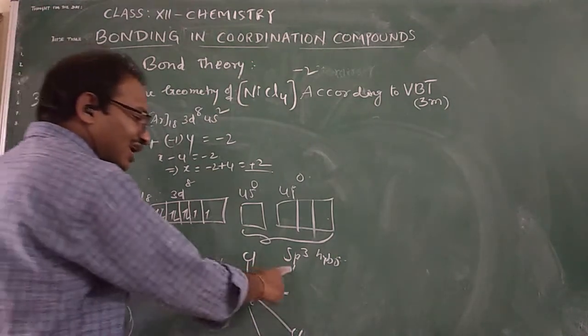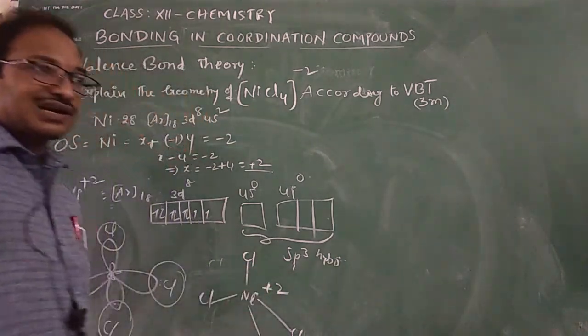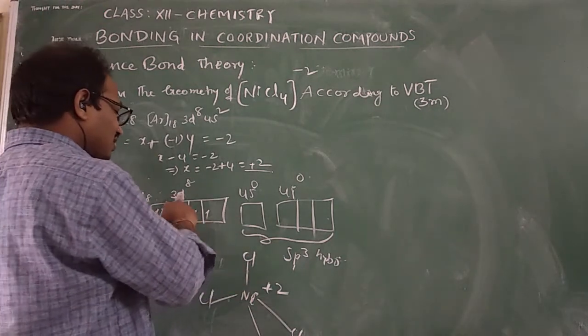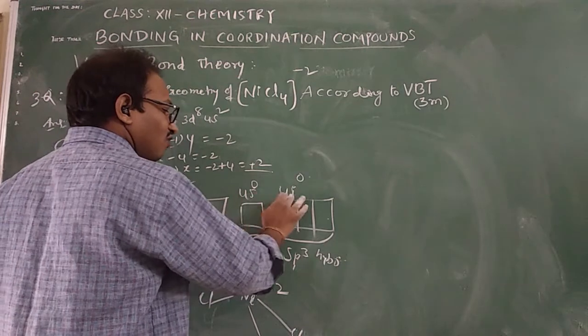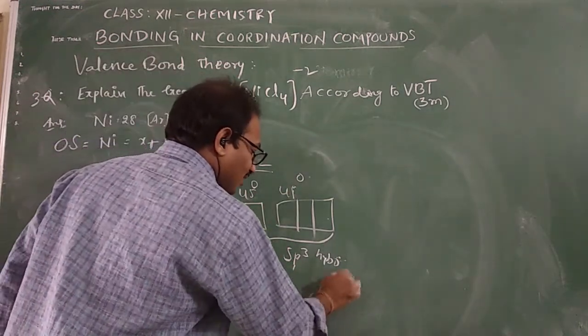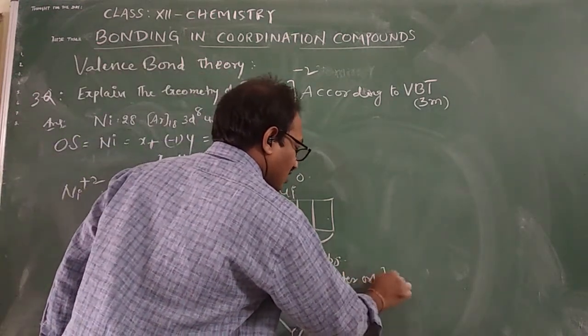sp3 hybridization. Whenever sp3 hybridization is there, you get tetrahedral shape. And what type of complex? 3d is not involved, only 4s and 4p. So it is an outer orbital complex.